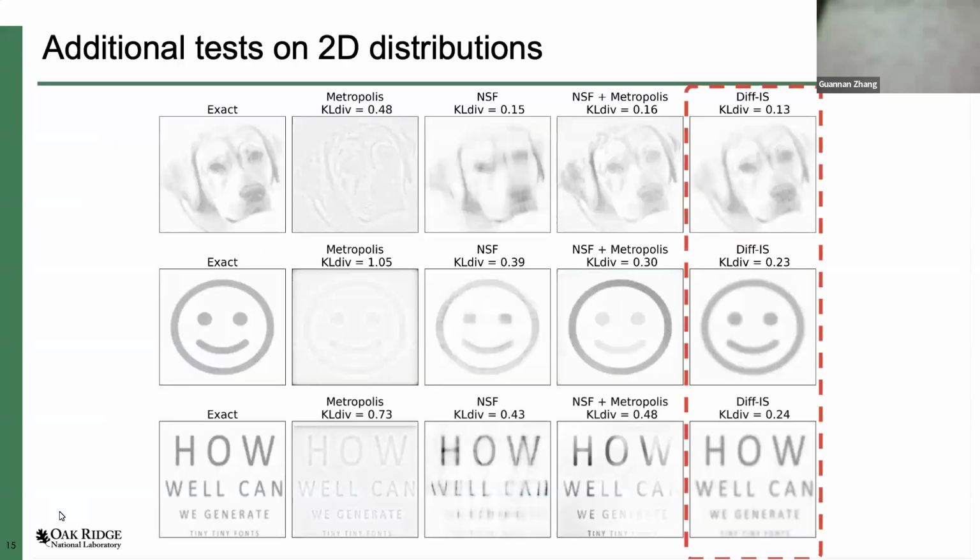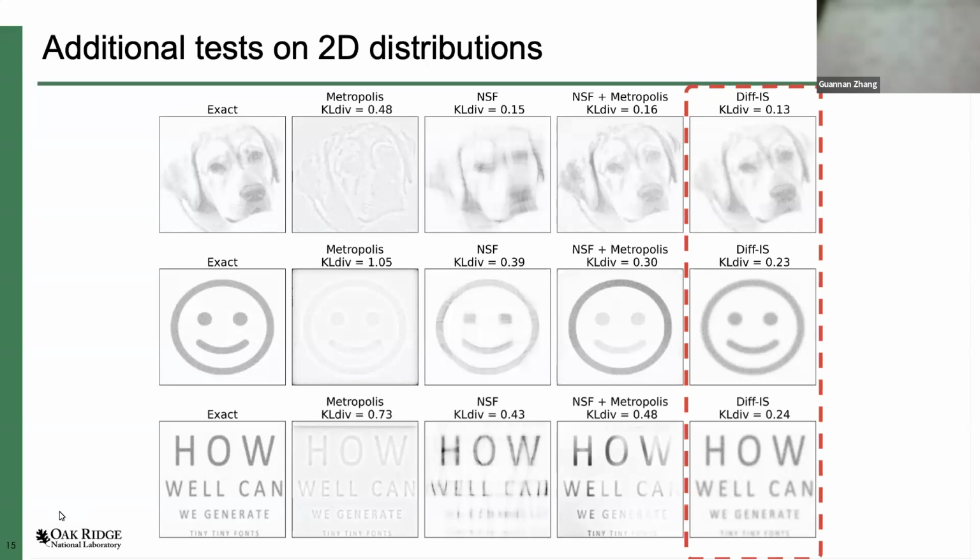So here are the additional test samples that normalizing flow or generative model people like to use. Basically, you can turn any image into a 2D density function, and then you can try to generate samples from this 2D density function and see if you can reproduce this image. That's a simple, interesting way to test the quality of the generative samples.